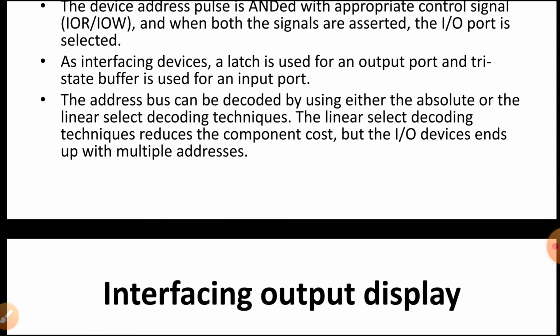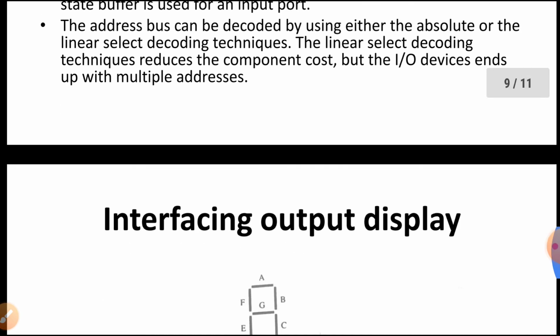Now, the address bus can be decoded either by using a NAND gate circuit or with the help of a decoder circuit, and it can use either absolute or linear select decoding techniques, whichever we adopt. The linear select technique is also called the partial decoding technique. This reduces the component cost, but there is a problem with that: there can be multiple addresses for the individual devices.